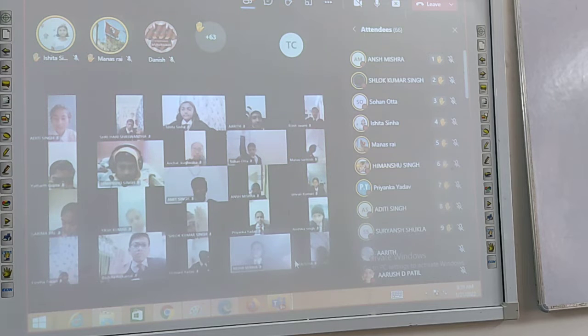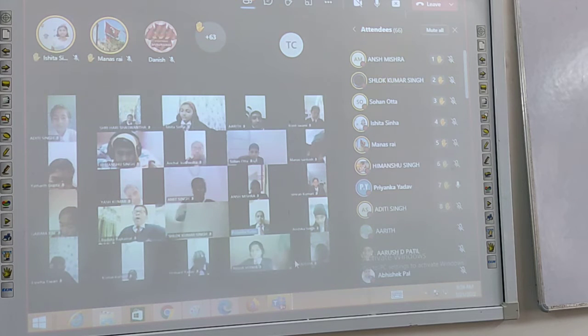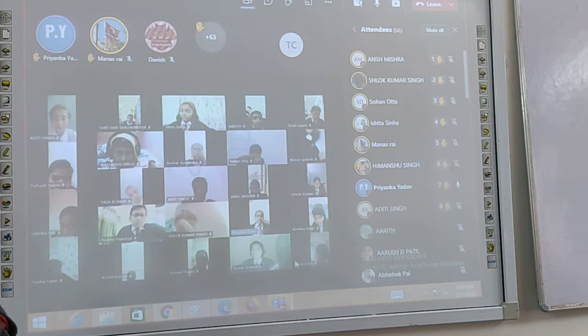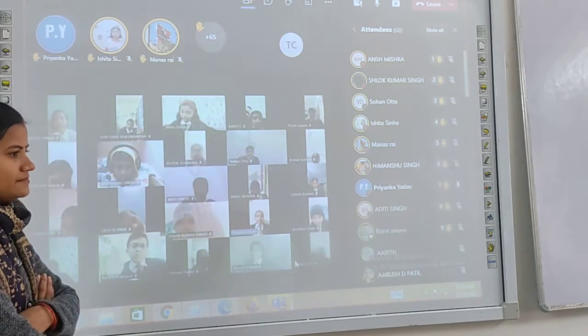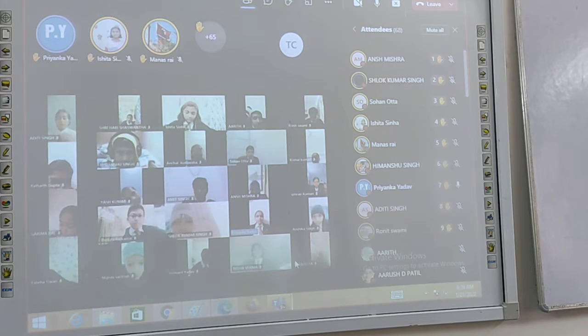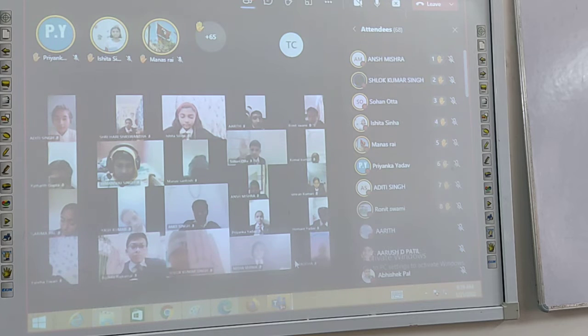Okay. Priyanka Yadav. Yes, ma'am. How is a compass used to find directions? Ma'am, a compass is used to find direction by its magnet, and it indicates the direction. Your voice is breaking, beta. Okay. Himanshu Singh. Himanshu. Shlok Kumar Singh.